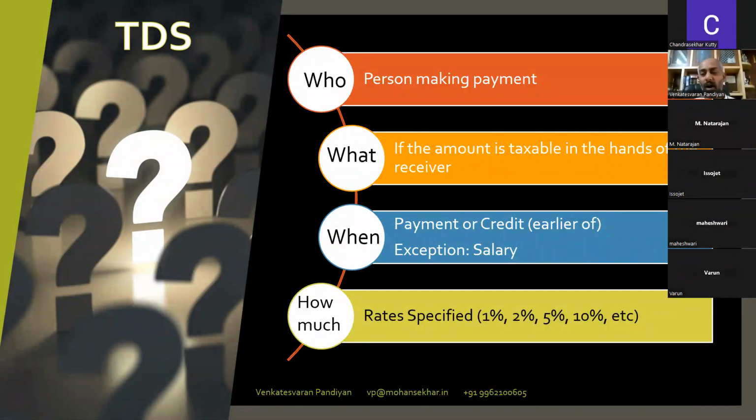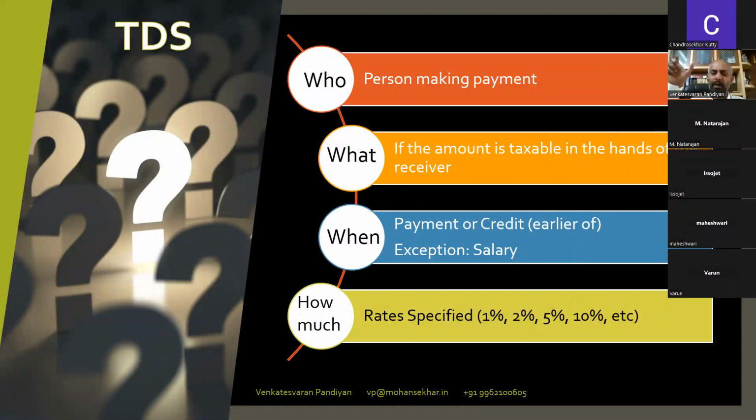The next question is, how much? The good thing about TDS is that in all the provisions and all aspects of payment, a specific rate has been defined. It starts at 0.1%. It could be 0.1% or 1%, 2%. It could be 5%, 10%. So the percentage is specified, except, again, I'll come back to the exception. Salary is an exception, and payments to NRAs are again an exception. Otherwise, it is always specified.